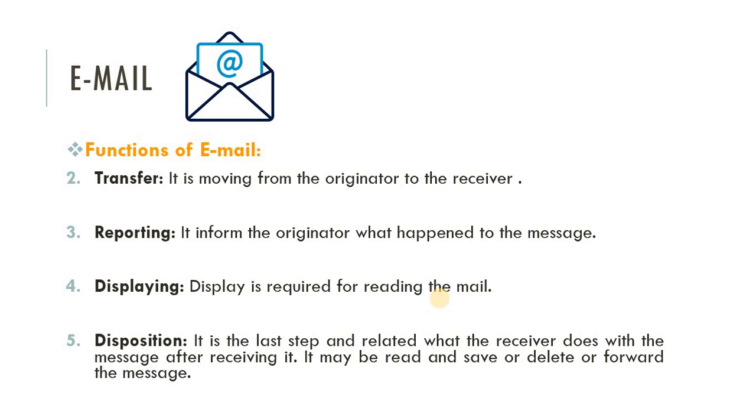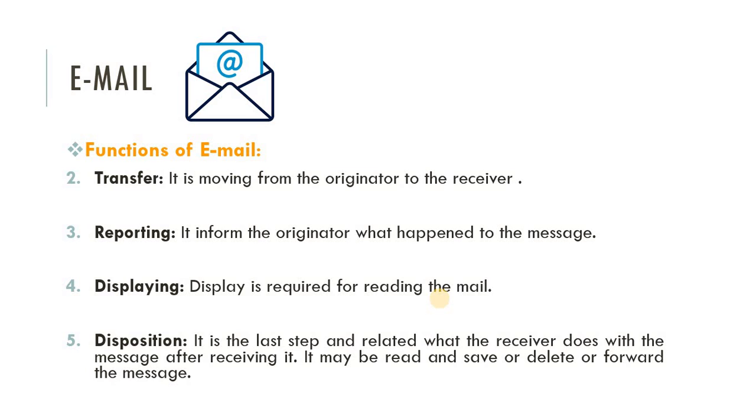Third is reporting. It informs the originator what happened to the message. When I click on the send button, after a second I am shown a message like "your mail is successfully sent." That message is an informative message. So when your message is successfully sent to that address, at that time the third function is called, which is reporting. It reports to the owner of that email that your message is successfully sent.